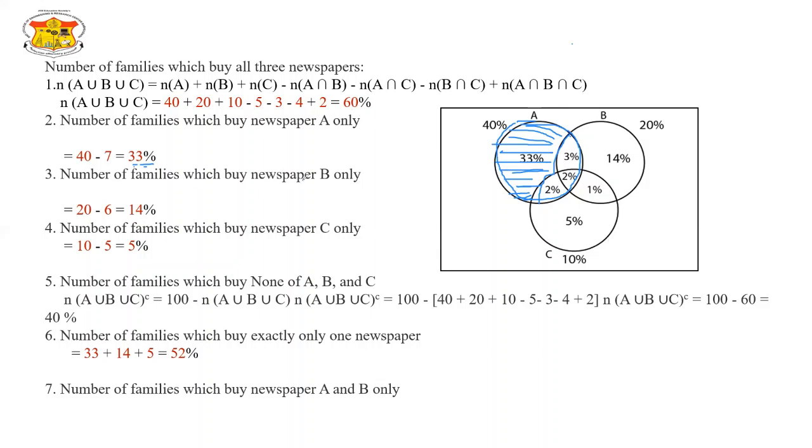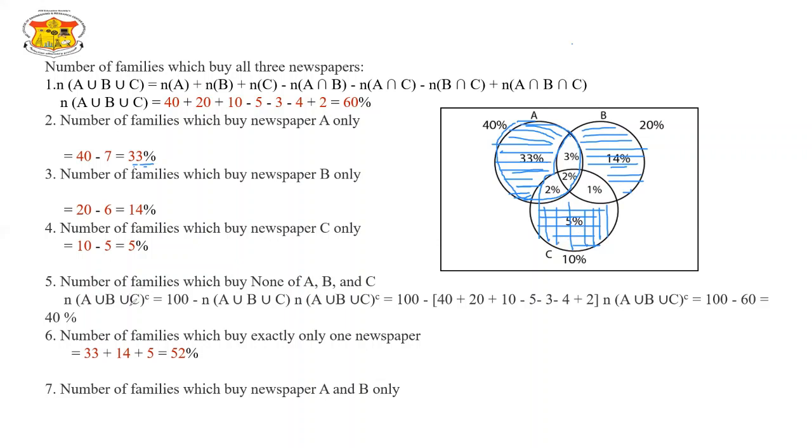Next, number of families which buy newspaper B only. So this part. So the answer is 14%, not 40. That is 14%. Next, number of families which buy newspaper C only. So this part, C only. So the answer is 5%.